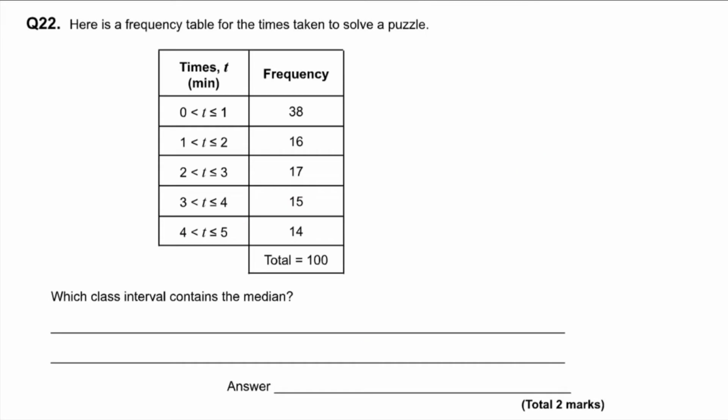Question 22, here's a frequency table for the times taken to solve a puzzle. Which class interval contains the median? So it's pretty much the same question, so we're going to do it the same way. If I take the number of people in the survey, which is 100, add 1 and divide by 2, then the median is going to be the 50.5th person in this data set. Where is this 50.5th person?